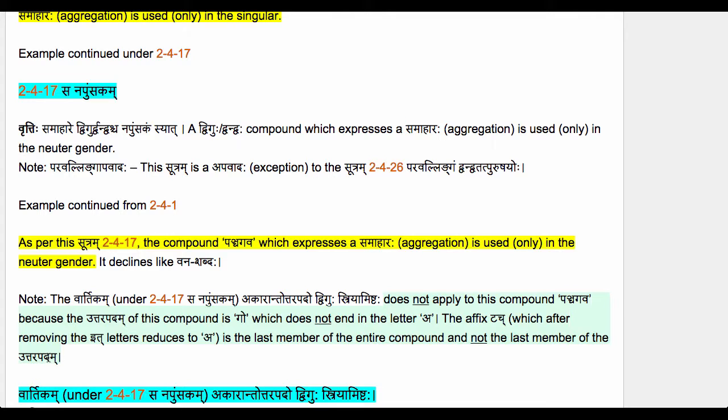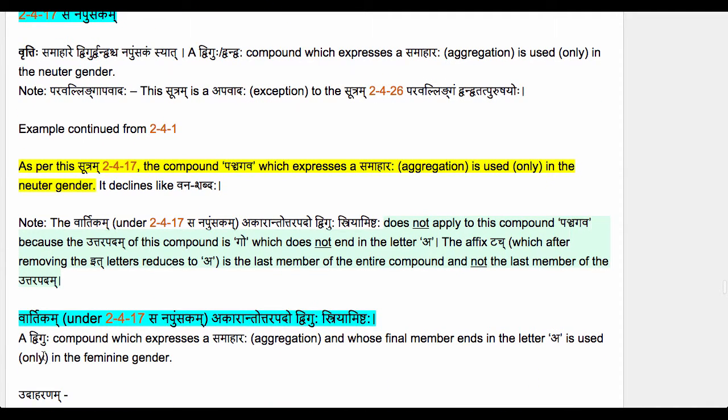The vartikam being referred to is going to be our next vartikam. It says akarantottarapadho dviguhu striyamishtaha, which means a dviguhu compound which expresses a samaharaha and whose final member ends in the letter a is used only in the feminine gender. So the question comes, why doesn't that vartikam apply to this compound Panchagava?